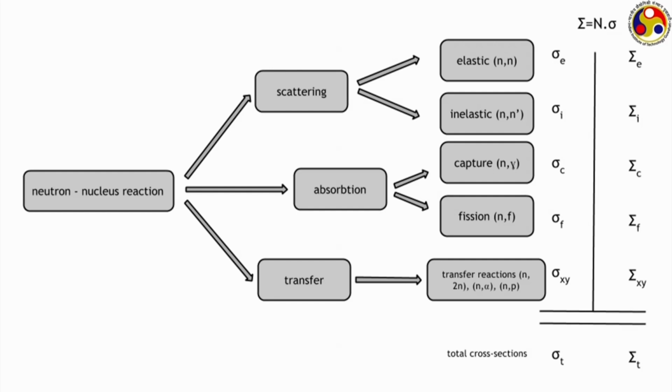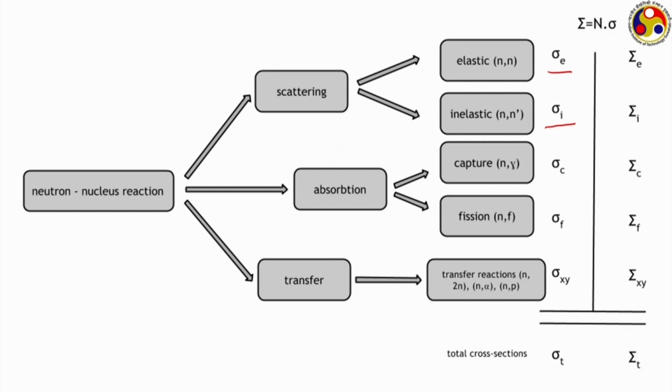But just to combine all these interactions, we principally can have three groups of interaction. First is scattering, which is associated with fast neutrons. We can have elastic scattering or inelastic scattering. Elastic scattering corresponding cross section is given as sigma E, and sigma I represents the inelastic scattering.